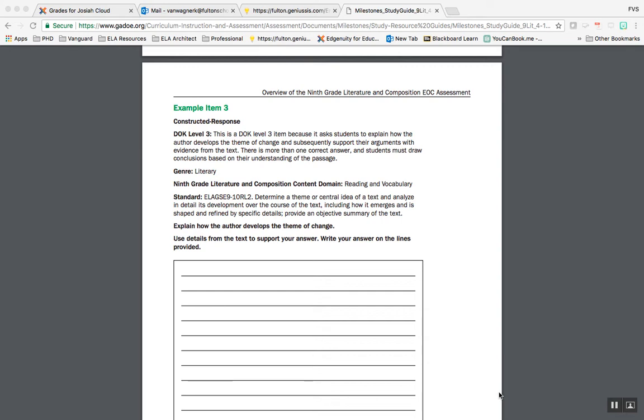So kind of use that mindset as you go. In this case, it would just be an introductory sentence, not a paragraph, because this is a constructed response. You'd introduce the fact that the author develops the theme of change throughout the passage. You would explain what that theme of change is in this passage itself, and then explain that development. First they did this, then they did this, then they did this. Okay? Making sure that you're using information from the text.